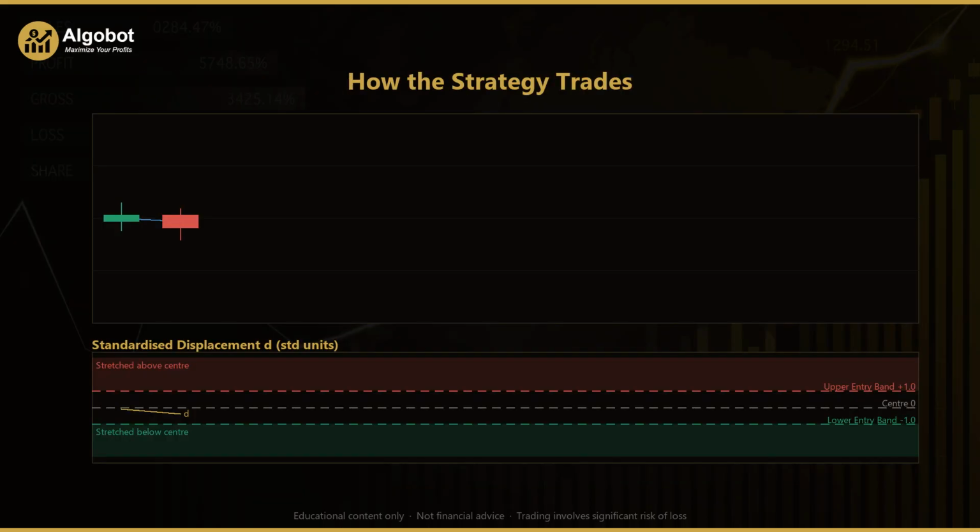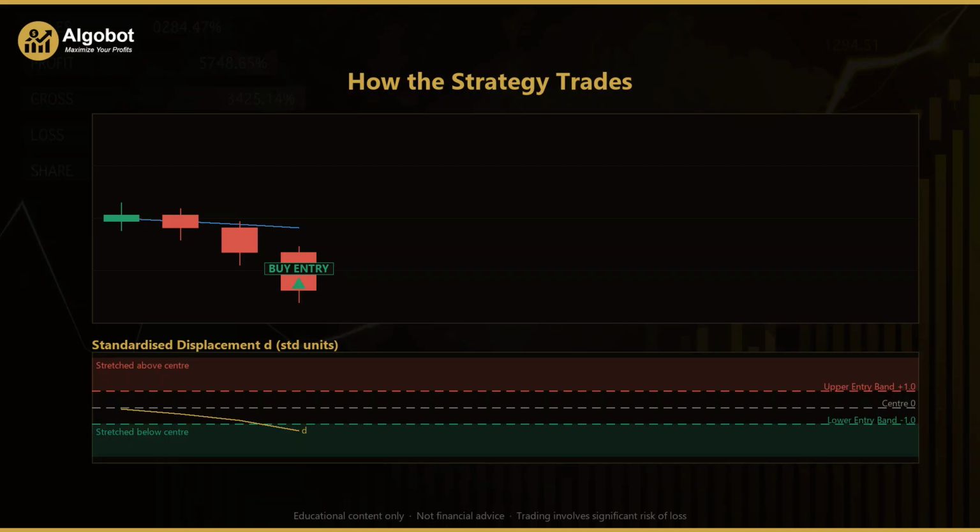Let's watch the strategy work through a full sequence on this illustrative chart. Running along the price, you'll see a blue line. That's the equilibrium center, the rolling mean the strategy treats as the resting point of the spring. Below the candles is the standardized displacement, our subpanel, showing how far price sits from that center in standard deviation units. There's an upper entry band at +1, a lower entry band at -1, and a center line at 0.